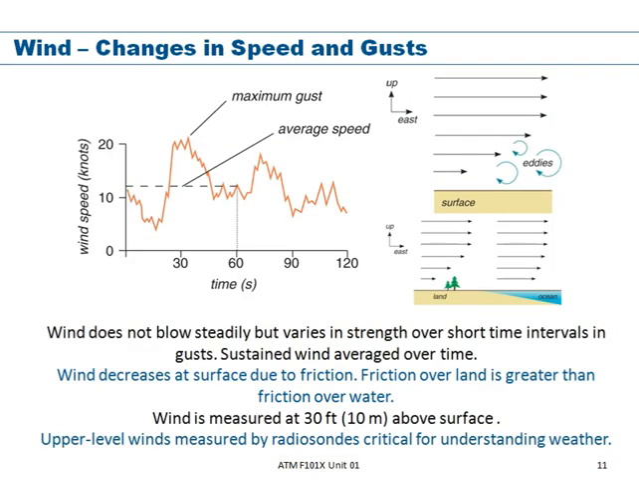Wind is known for its variability. When we report wind speed, we do not want to report an instantaneous gust, but rather the sustained wind. The sustained wind is the average over time.